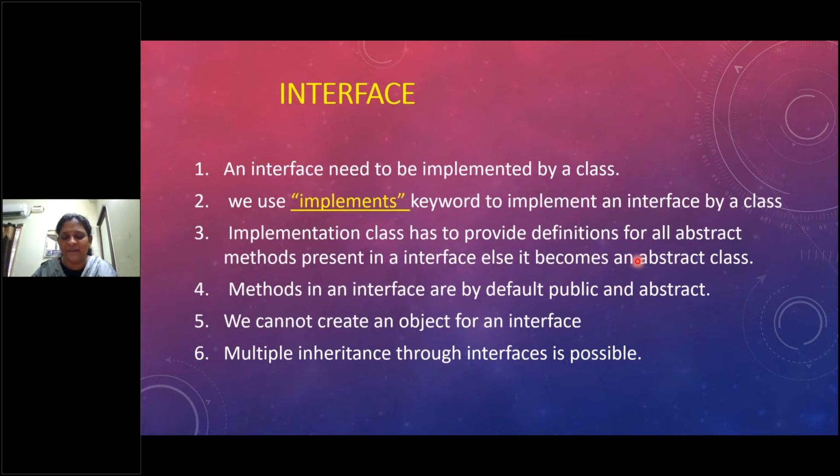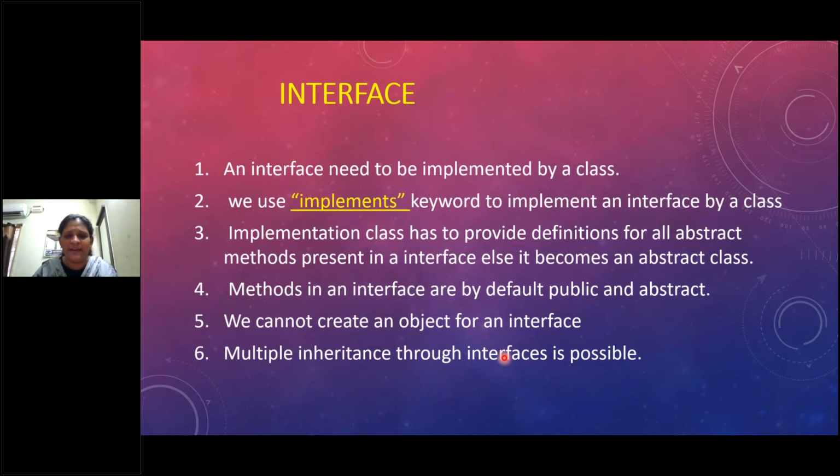Yes, this part I didn't cover. Wait for a second. The third point I didn't cover. Methods in an interface are by default public and abstract. This is a very important point. Methods in an interface, the methods you write in an interface, by default are abstract methods. We cannot create an object for an interface.